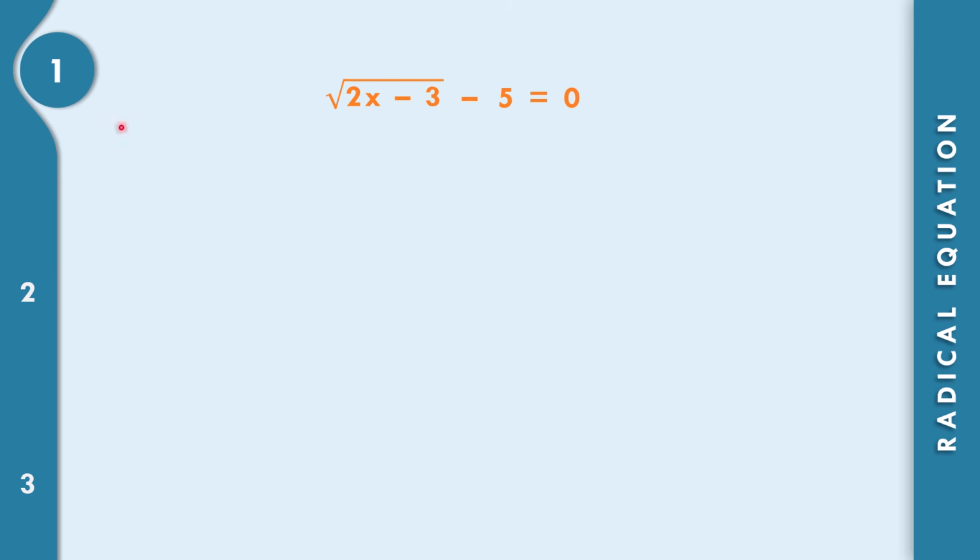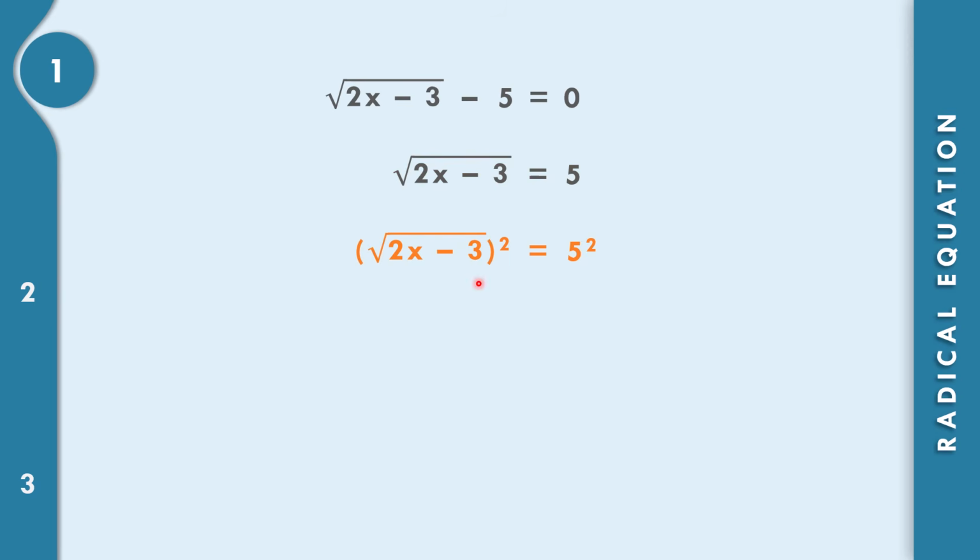In example number 1, the square root of 2x minus 3, minus 5, is equal to 0. First, we need to move negative 5 to the right side, so that becomes the square root of 2x minus 3 is equal to 5. Afterwards, let us square both sides. The purpose is to solve for x.